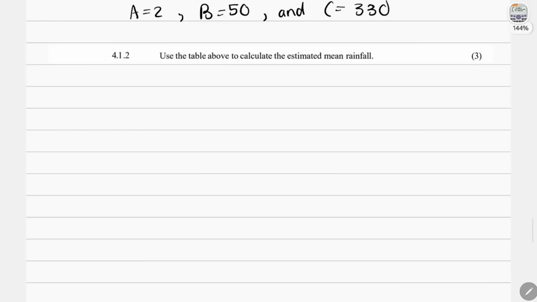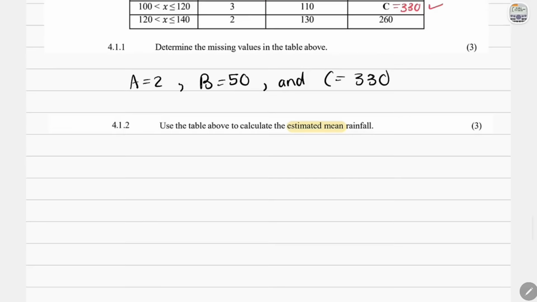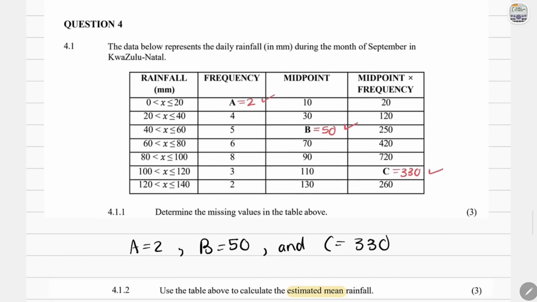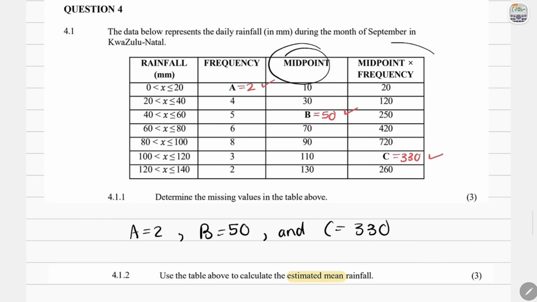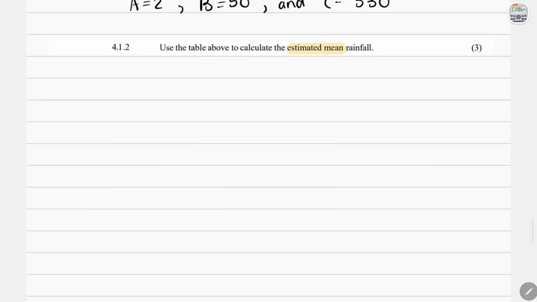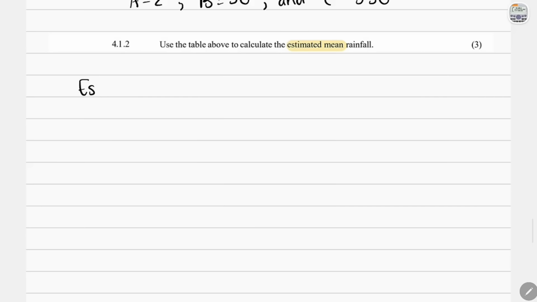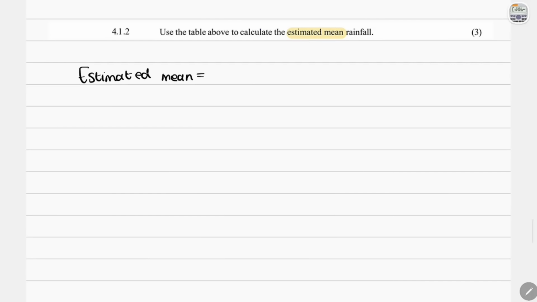The next question, 4.1.2, says, use the table above to calculate the estimated mean rainfall. So the estimated mean. They have made things very easy right now because they've already done the midpoint times frequency, and so we can find this. So this is still the mean. The only reason why it is the estimated mean is because they gave us group data. Normally when you're trying to find the mean or the average of your marks, you would take all your marks, add them up together, and then divide by the number of subjects or the number of marks that you had.